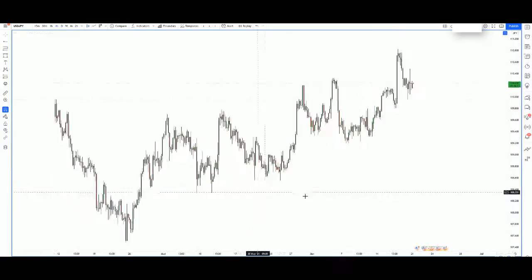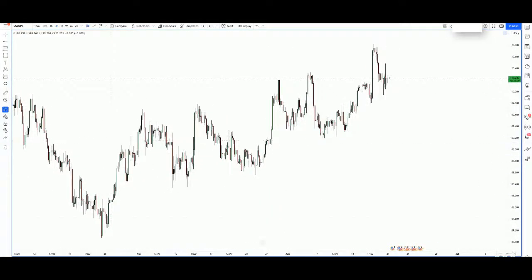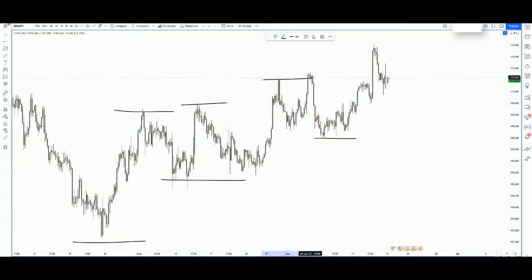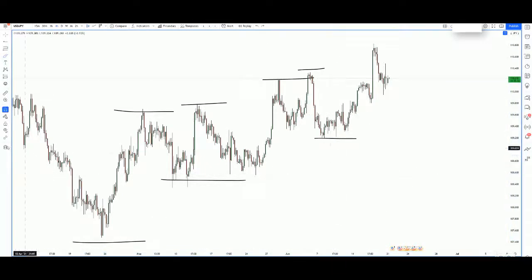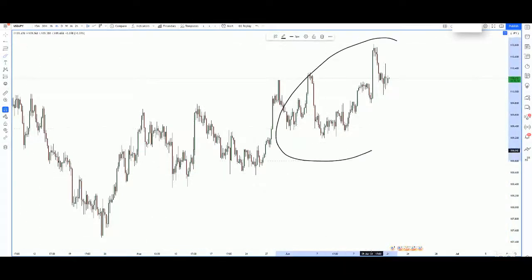Why? Because on the 4 hours, in terms of market structure, the dollar yen has been making higher lows. At the same time, it has been making higher highs. Now in this structure, very simply, the market is in an uptrend. So I just really want to focus on this area.